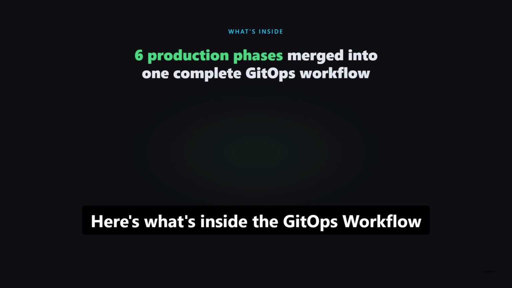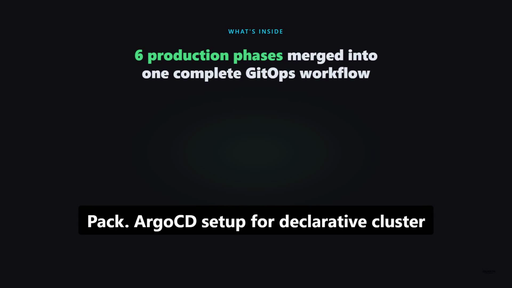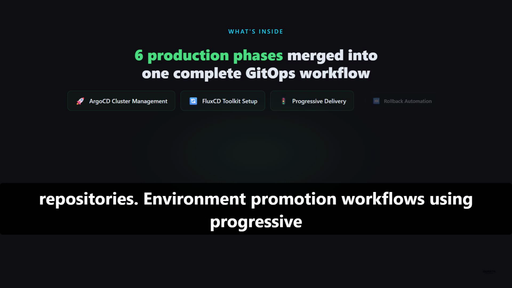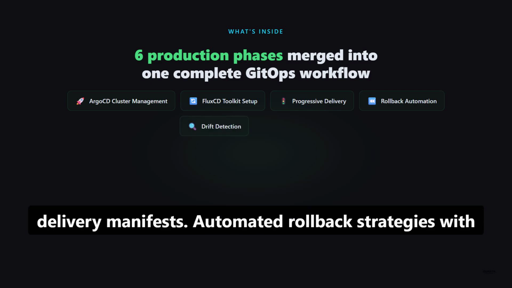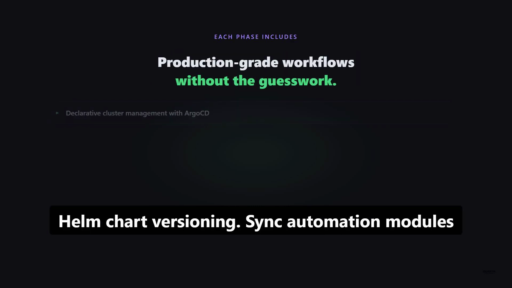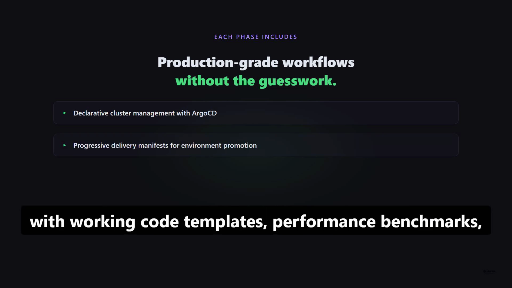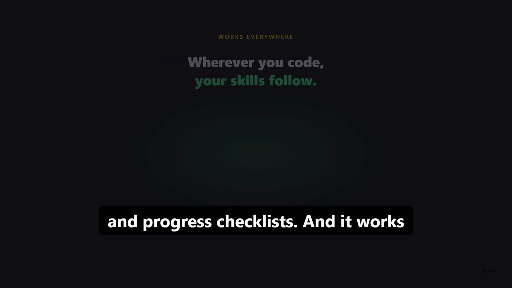Here's what's inside the GitOps Workflow Pack. Argo CD setup for declarative cluster management, Flux CD toolkit implementation with source controller repositories, environment promotion workflows using progressive delivery manifests, automated rollback strategies with Helm chart versioning, sync automation modules for drift detection. Each phase comes with working code templates, performance benchmarks, and progress checklists.